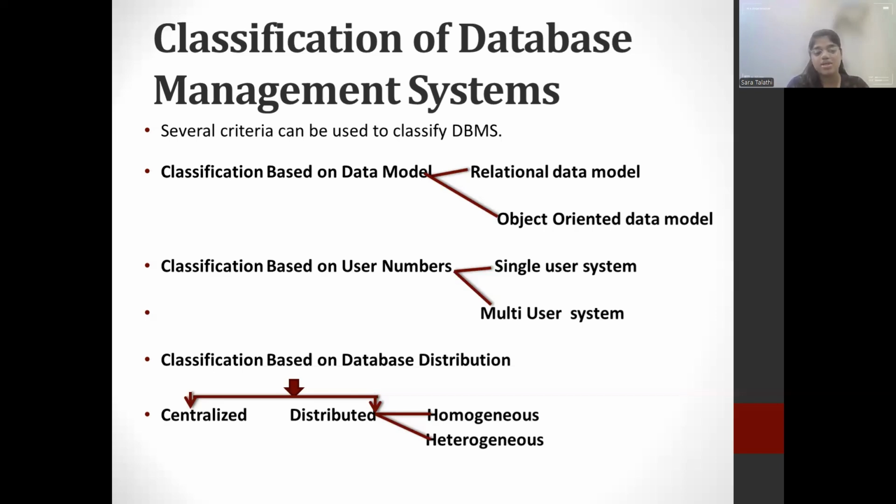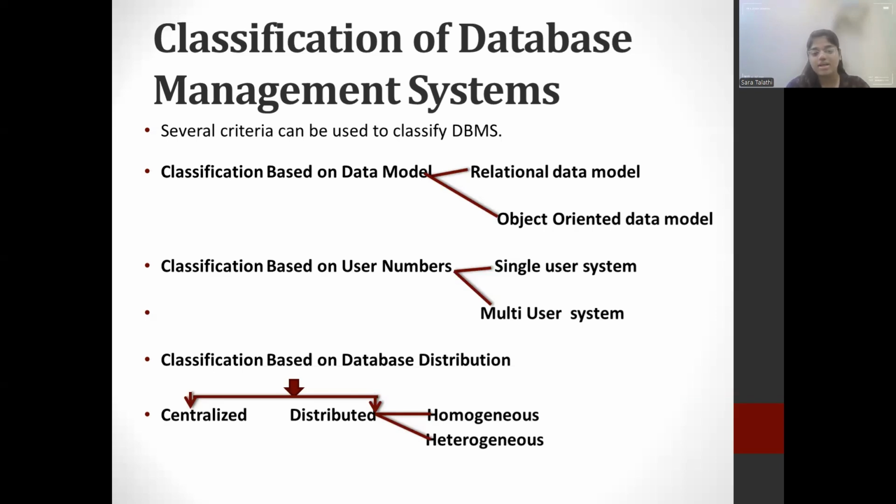Next is the number of users, which indicates the capacity of the database management system to support users. It includes single user systems designed for individual use and multiple user systems capable of supporting numerous users simultaneously, thus being beneficial for organizations with collaborative data needs.